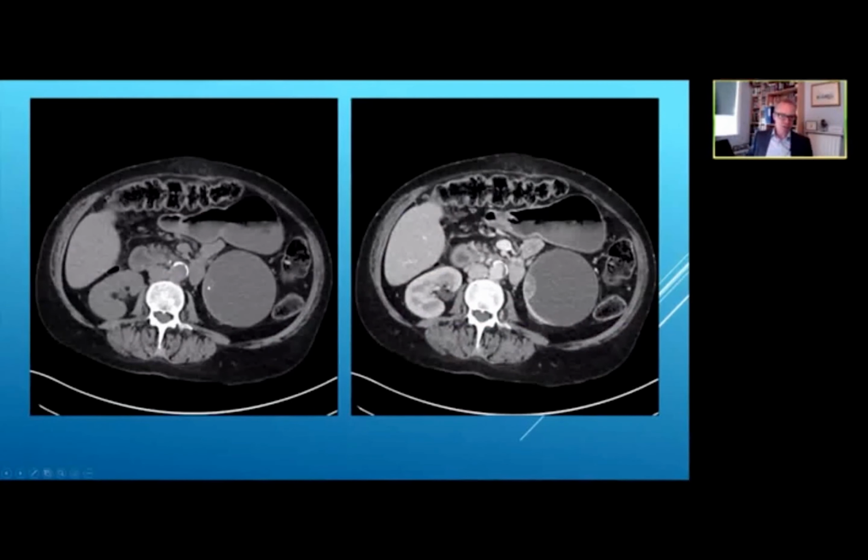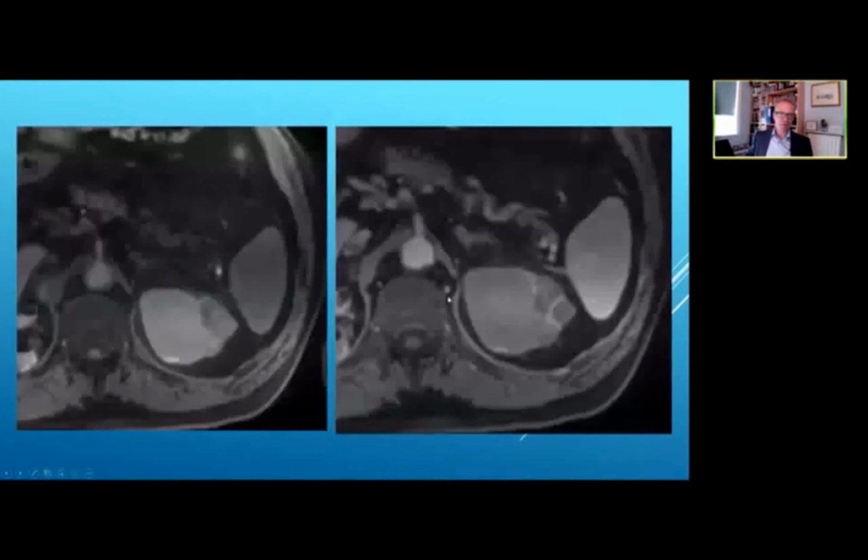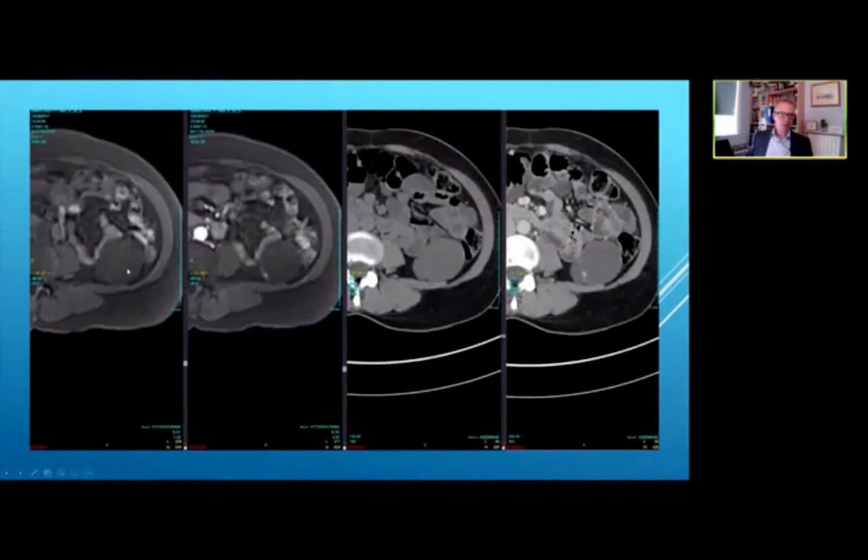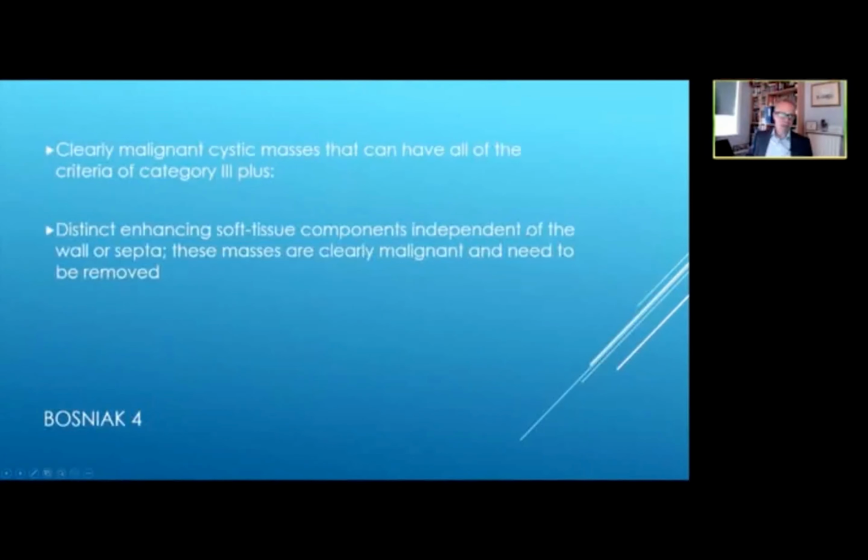There's a suggestion of a nodule in the wall. Post-contrast, a very obvious enhancing solid nodule. This is a Bosniak 3 cyst. This needs to be removed. Here's another one, possibly something going on here. Post-contrast, you've got measurable enhancement within the wall of that cyst. Pre-contrast MRI, no evidence there of a nodule, but there's a prominent enhancing nodule. The same on CT, there it is there. So again, this is a surgical mass.